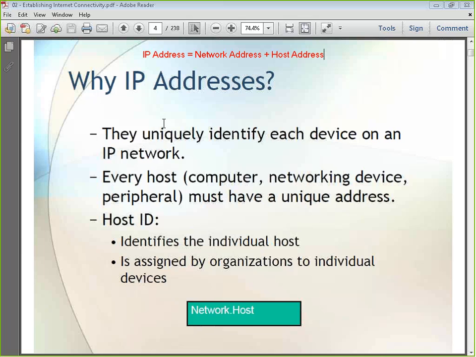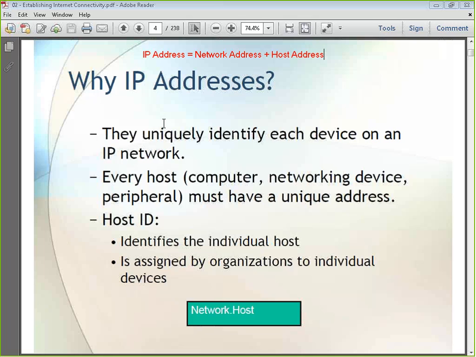What I mean by that is, if two computers or two devices belong to the same IP network, they can communicate with each other. When I say that two devices belong to the same IP network, both of those devices will have the same network address. So if they have the same network address, they would communicate with each other. You understand?